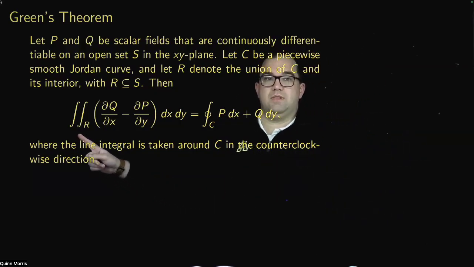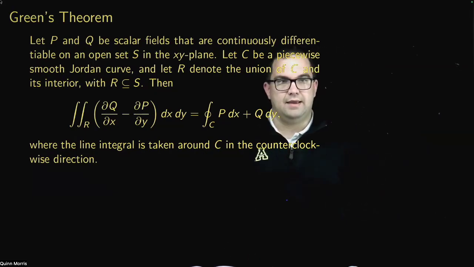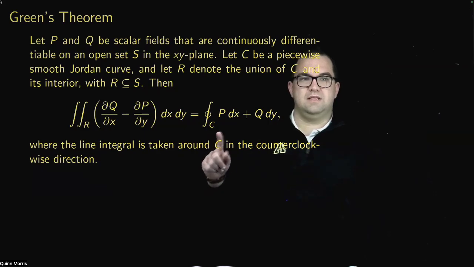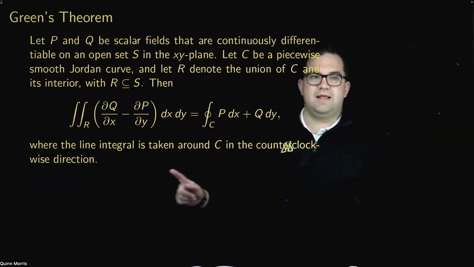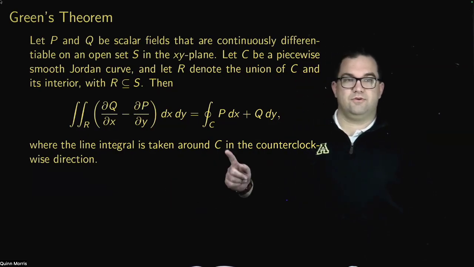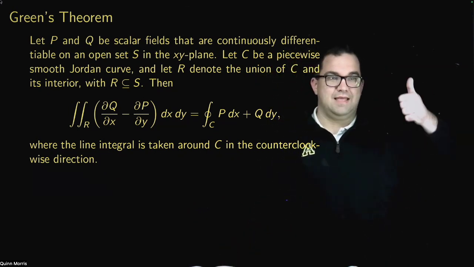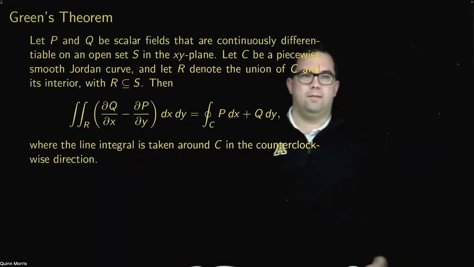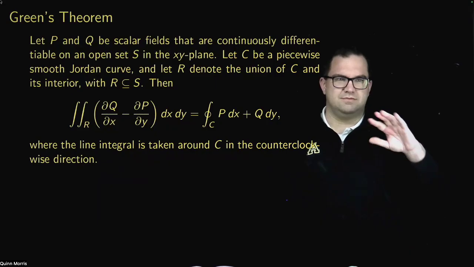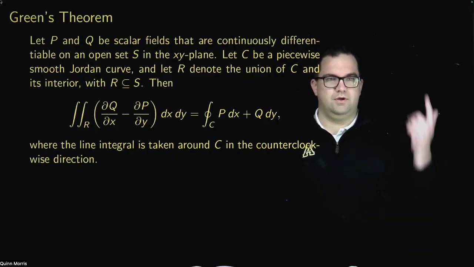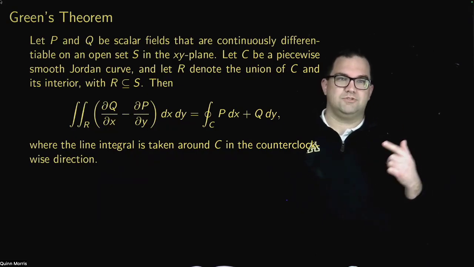And so we end up with a double integral over R of dq dx minus dp dy is equal to the line integral p dx plus q dy, where again the line integral is taken around C in the counterclockwise direction. That corresponds with the fact that we were using that unit normal pointing up. Of course, if you wanted to do it in the other direction, you could have just swapped that. If you wanted the curve to be oriented in the clockwise instead of the counterclockwise direction, you would just negate things appropriately.